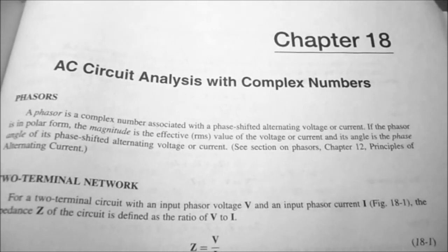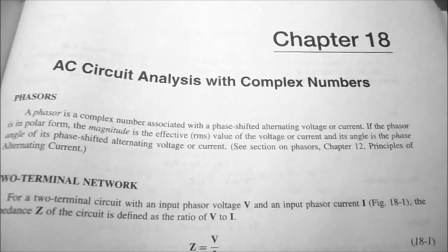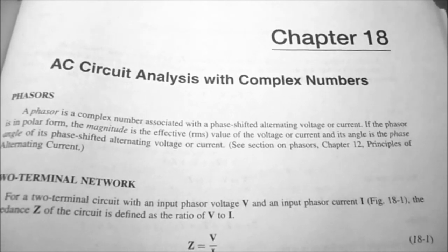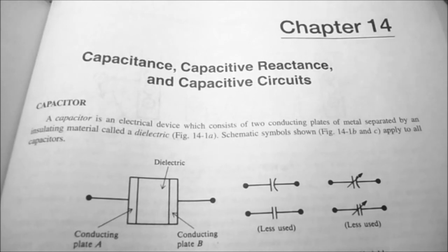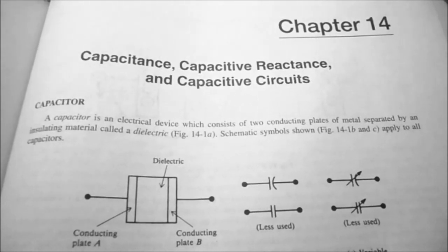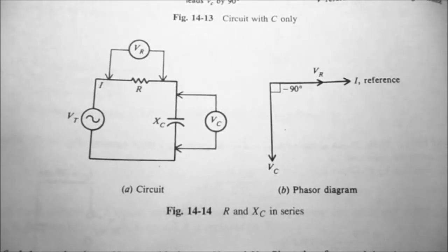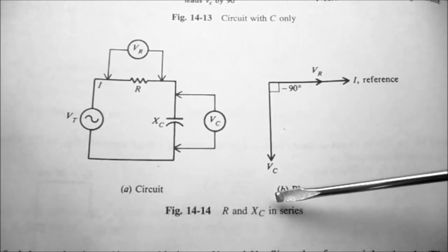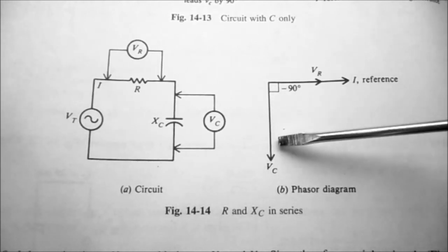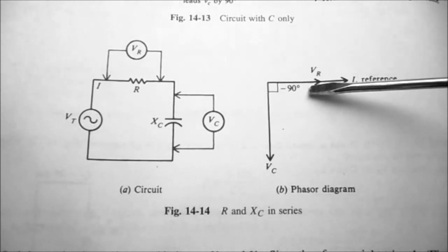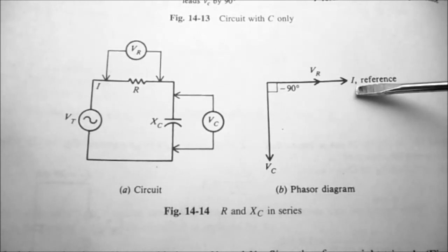Hopefully, Chapter 18 is still fresh in your mind because we will be using AC circuit analysis with Norton and Thevenin today. And make sure that you have reviewed Chapter 14 on capacitance and capacitive reactance. And you may want to review the effect of R and XC in series, where VC makes an angle of -90 degrees to VR and I, which is the reference.